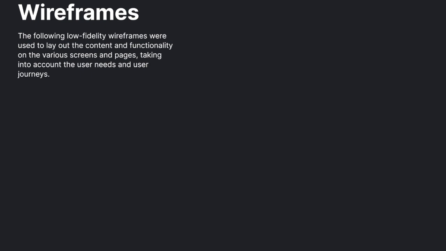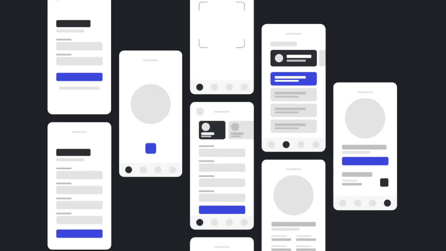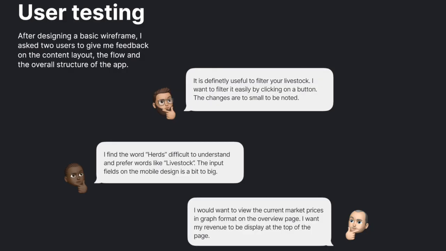The following low-fidelity wireframes were used to lay out the content and functionality on the various screens and pages, taking into account the user needs and user journeys. On screen, you can see the various low-fidelity wireframes for desktop and tablet, as well as wireframes for the mobile version. After designing a basic wireframe, I asked 2 users to give me feedback on the content layout, the flow, and the overall structure of the app.